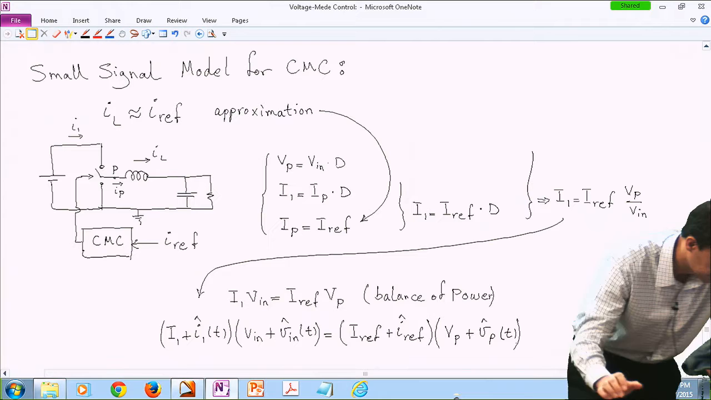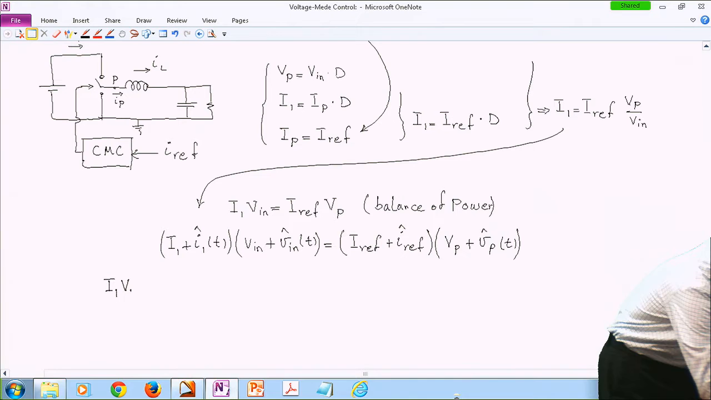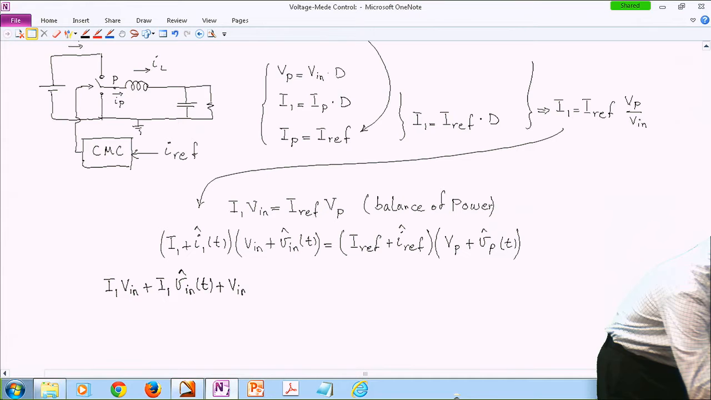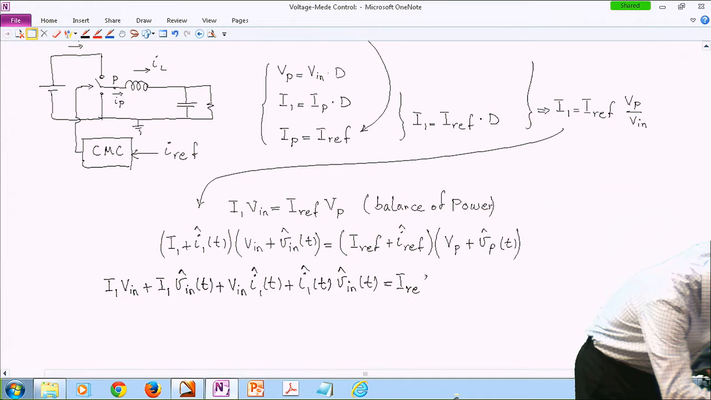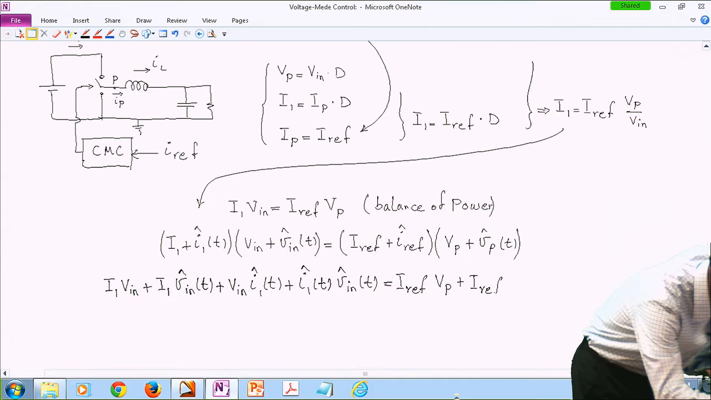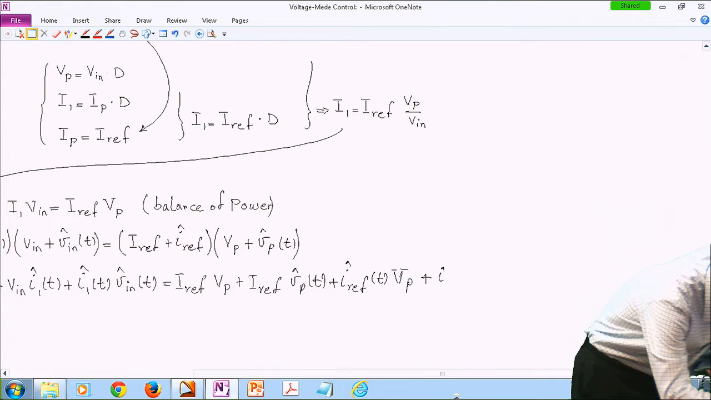Okay, so I kind of expand this, and let's expand it. So I have I1, Vn, DC values, I1, Vn perturbed, Vn, I1 perturbed, and then two perturbations multiplied by each other. Iref VP, DC values, Iref VP perturbed, Iref perturbed, VP plus, the last component is two small signals, Iref multiplied by VP.